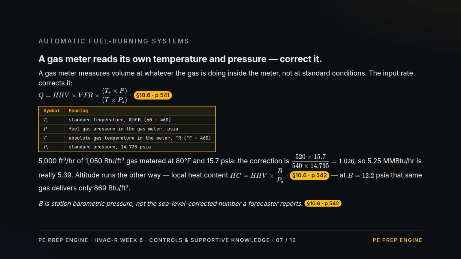The meter values are absolute. Take 5,000 cubic feet an hour of 1050 BTU gas metered at 80 degrees and 15.7 psia. The correction is 1.026, so 5.25 million BTU an hour is really 5.39. Altitude runs the other way. Local heat content is the heating value scaled by local barometric pressure over standard, so at 12.2 psia, that same gas delivers only 869 per cubic foot.